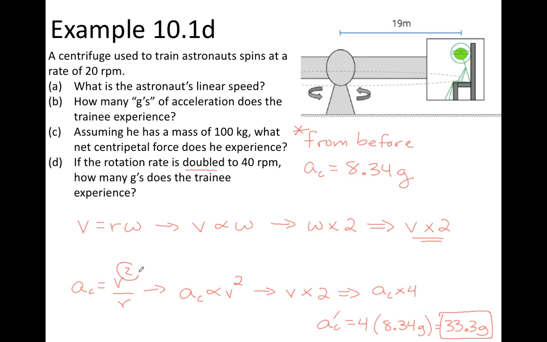Students will often forget the fact that the centripetal acceleration depends on speed squared. So doubling the angular speed has the effect of quadrupling the centripetal acceleration.